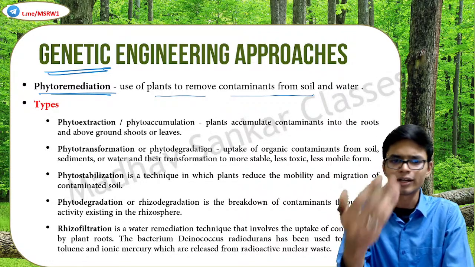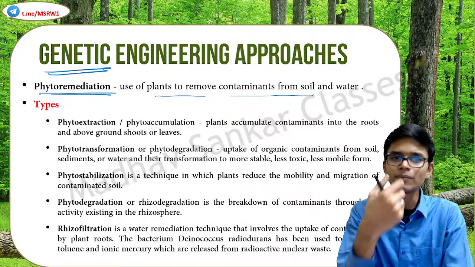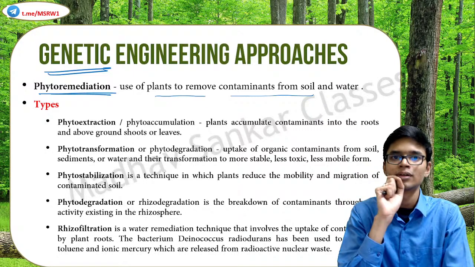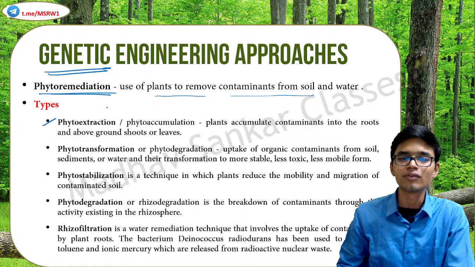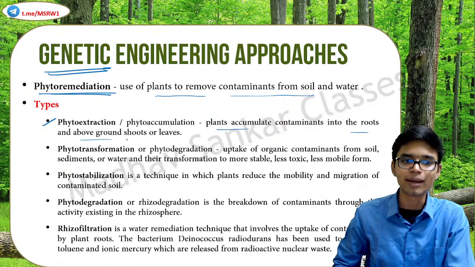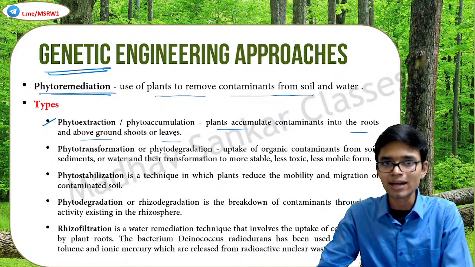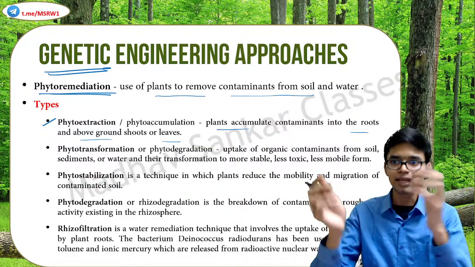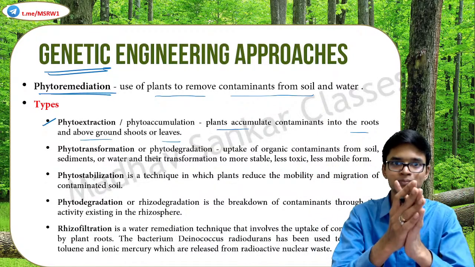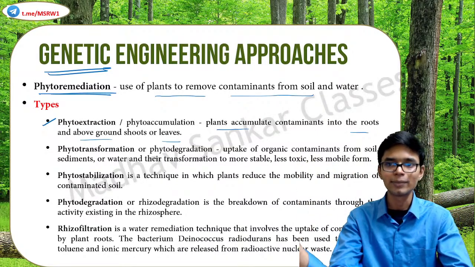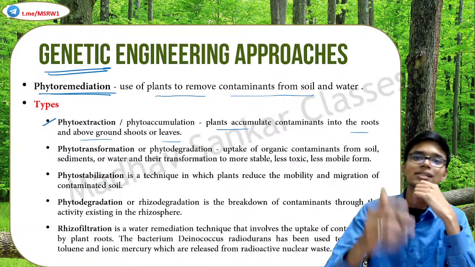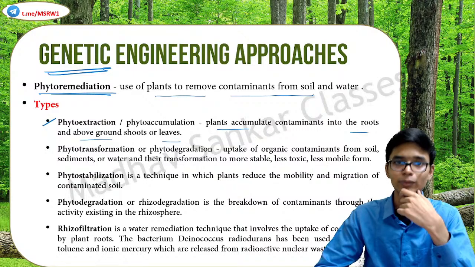There again, plenty of processes are there. I will quickly go through them. Please try to memorize, or at least remember, what is what. Okay, first one, phytoextraction, which is also known as phytoaccumulation. Basically, the plants accumulate contaminants into the roots and above ground shoots and leaves. These plants are genetically modified such that they are capable of absorbing or accumulating the contaminants into them. So plants will absorb these contaminants from the surroundings, thereby decontaminating the area. This is known as phytoextraction or phytoaccumulation.